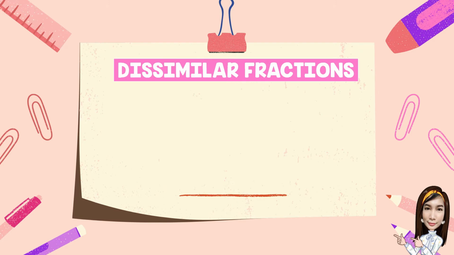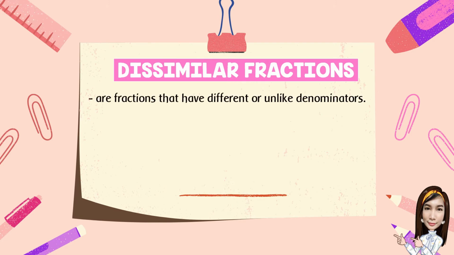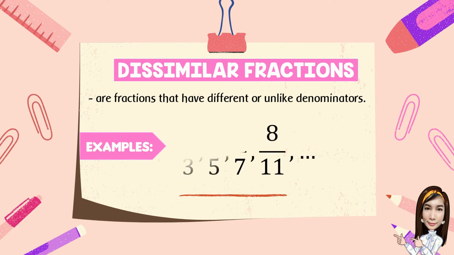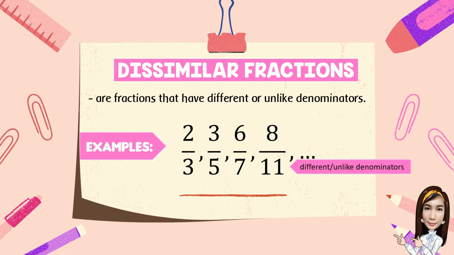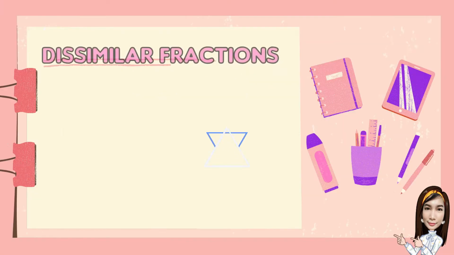Dissimilar fractions are fractions that have different or unlike denominators. Examples are 2/3, 3/5, 6/7, 8/11, and so on. As you notice, we have different or unlike denominators.